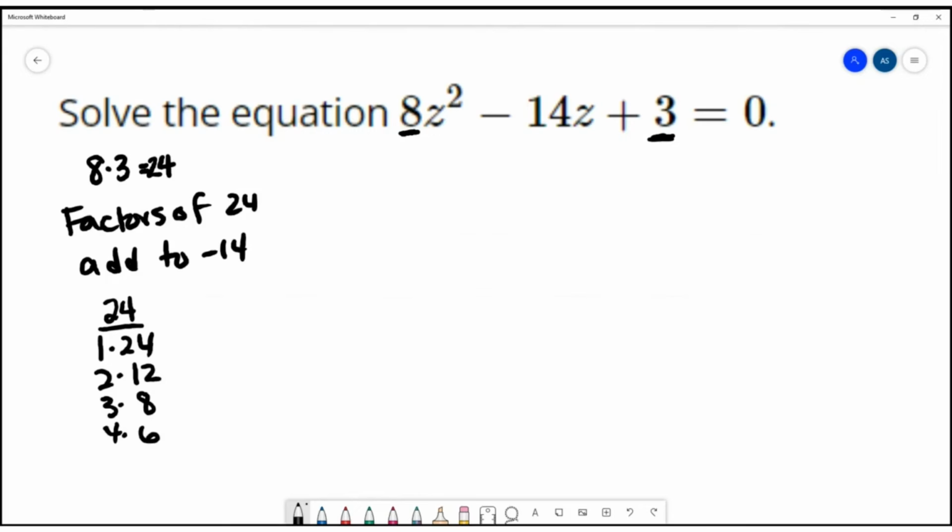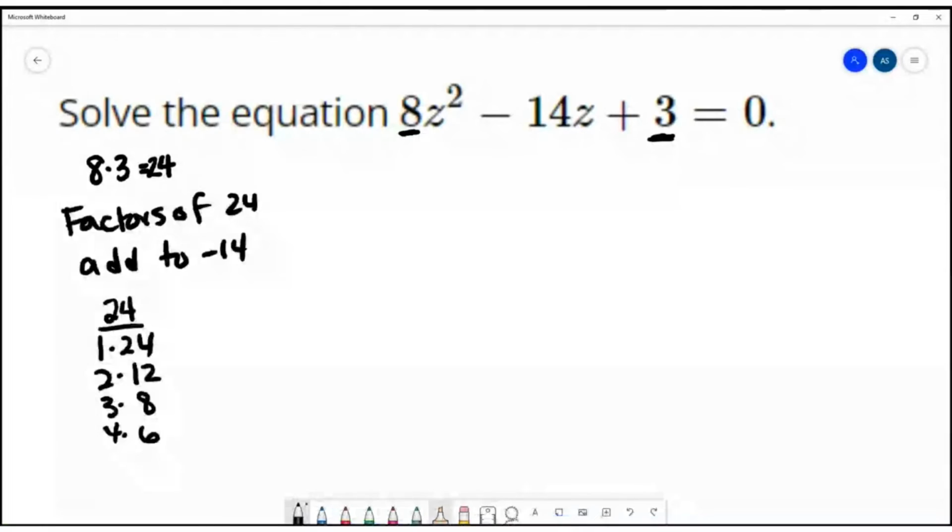And I'm seeing this one right here with the 2 and the 12 to get 14. So I'm going to need negative 2 times negative 12 to get a positive 24, and negative 2 plus negative 12 to get a negative 14. So I found my pair of numbers.